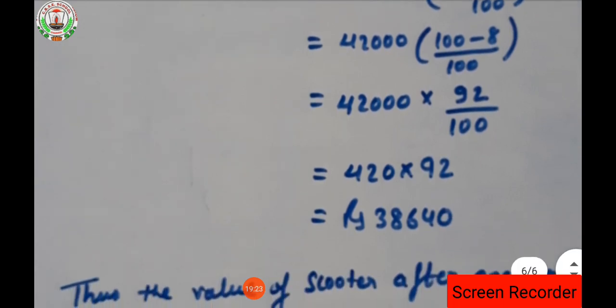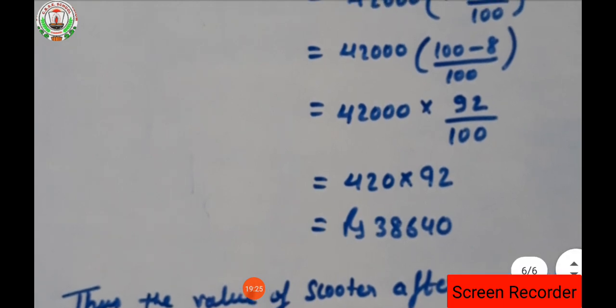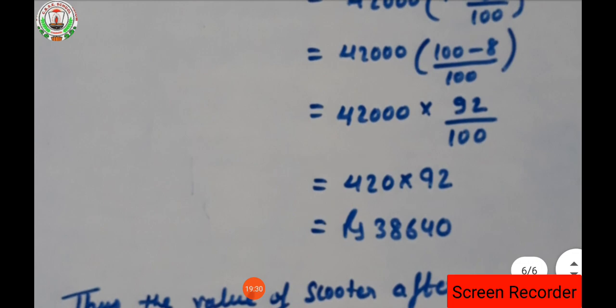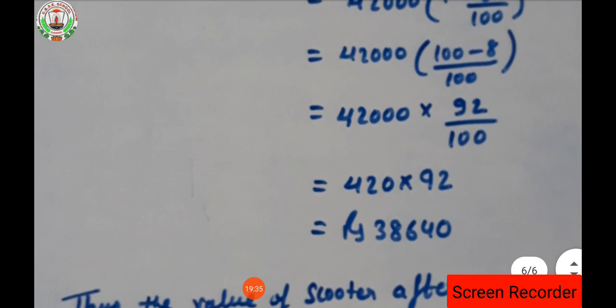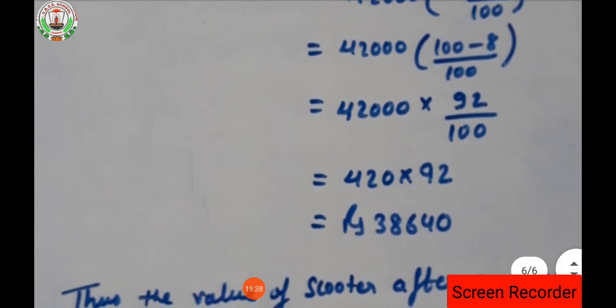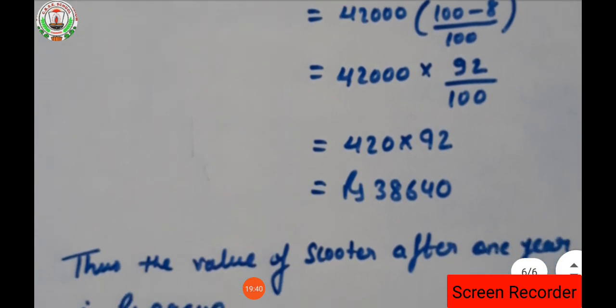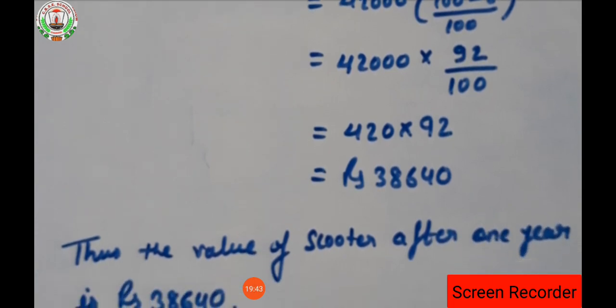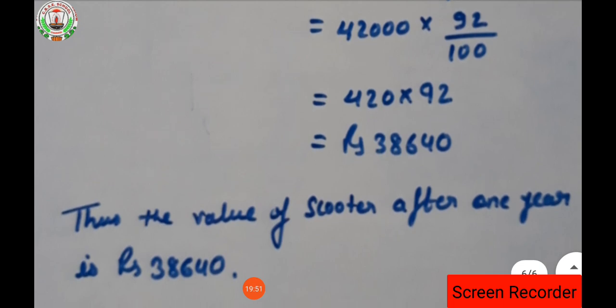Then 420. Why is this 420? Because from the denominator 100, two zeros will be cancelled from the numerator 42,000. So the number left is 420 into 92. When we multiply 420 with 92, we get the answer as 38,640 rupees. Thus, the value of the scooter after 1 year is 38,640.